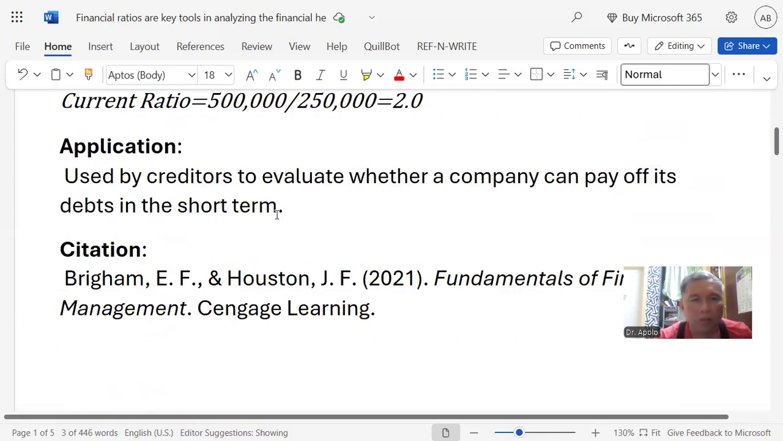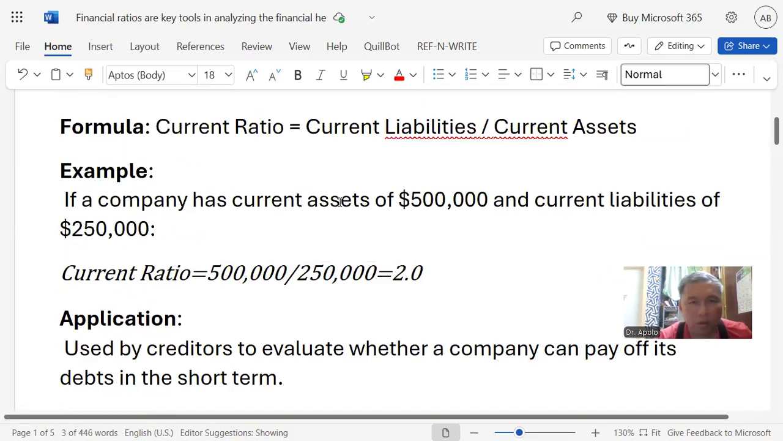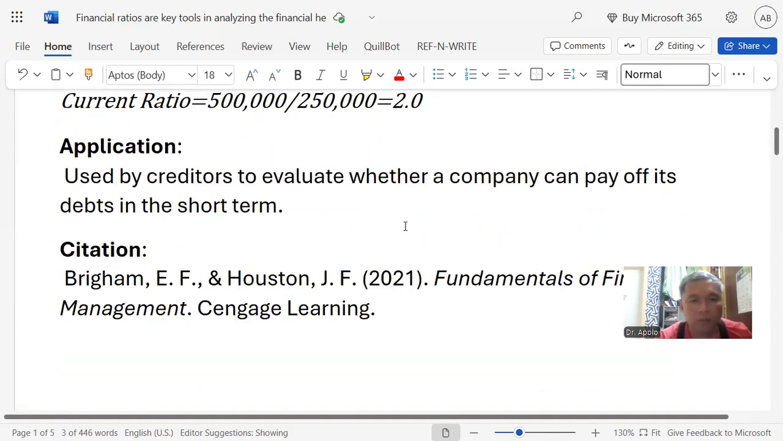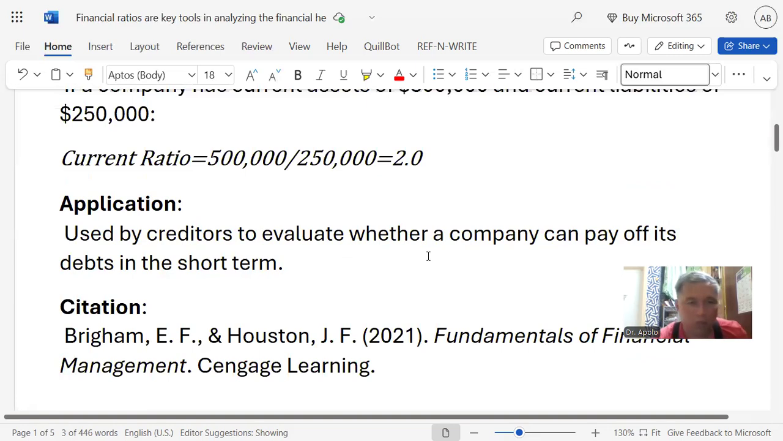It is used by creditors to evaluate whether the company can pay off its debt in the short term. So when you apply for a loan, you are asked about your liabilities and then your salary. For example, that's your asset. If it is below 50%, it will be illiquid. That means very difficult to pay. So that's the basic evaluation.